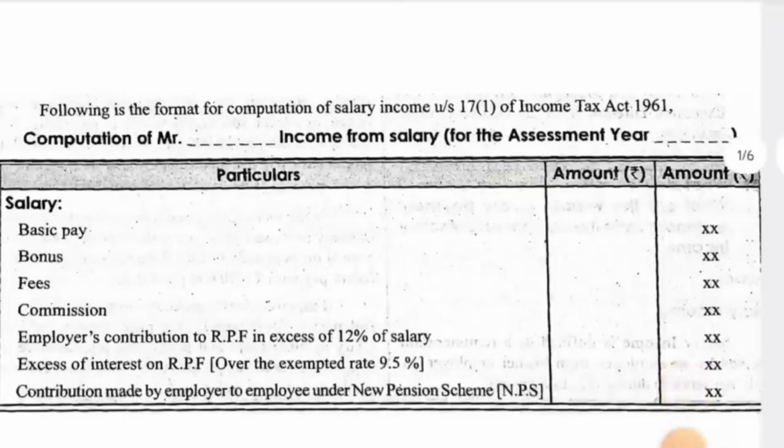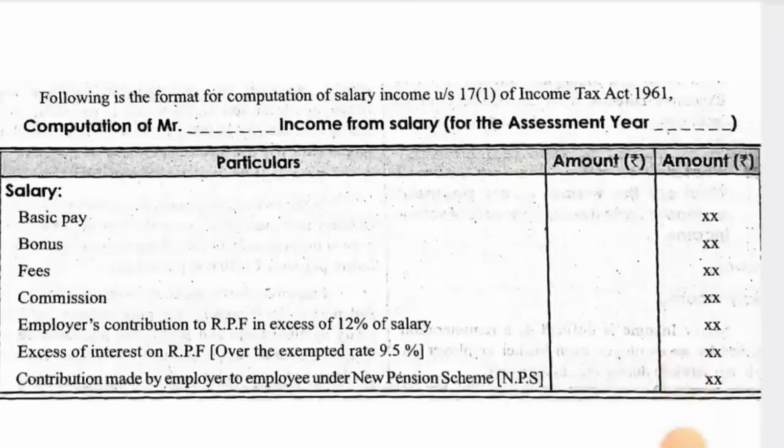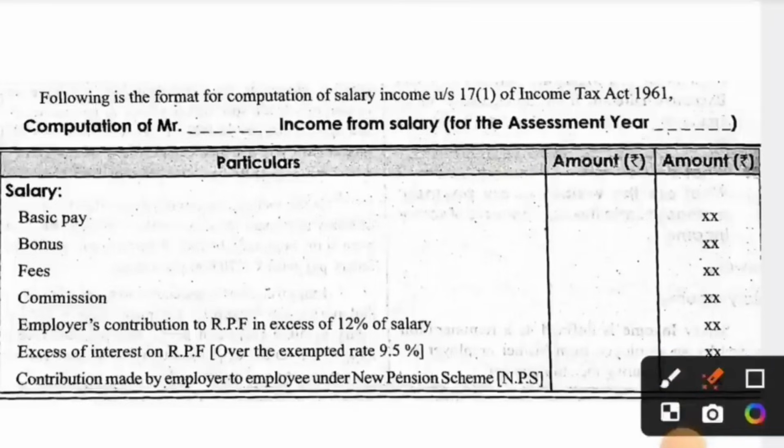Okay, so in proforma of income from salary, you will have a first side heading of salary. Okay, so in this salary section, what you will have means basic pay. In question, if you are finding basic pay means you need to enter that amount under the salary, or else bonus, fees, commission, employer's contribution to RPF in excess of 12% of salary. RPF also you need to enter that amount under salaries.